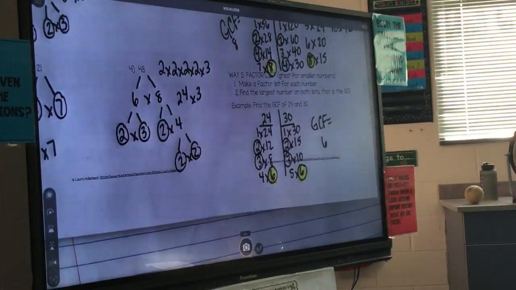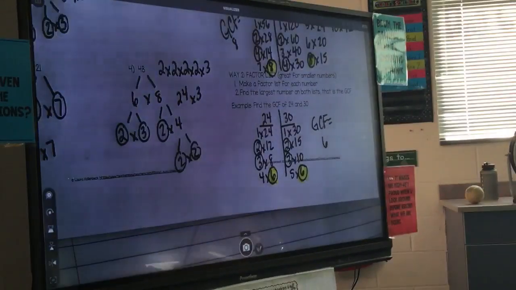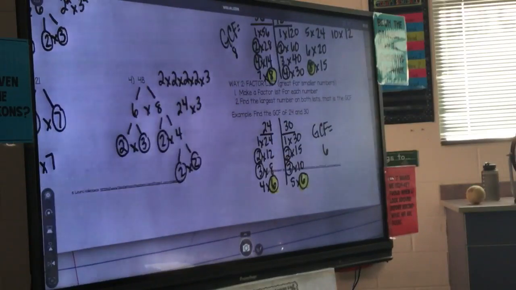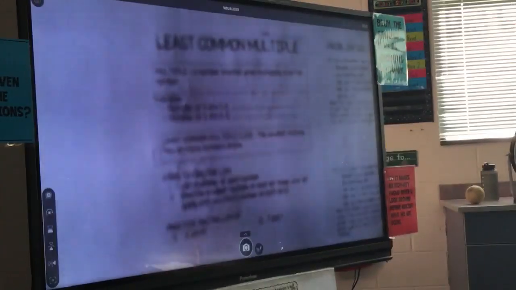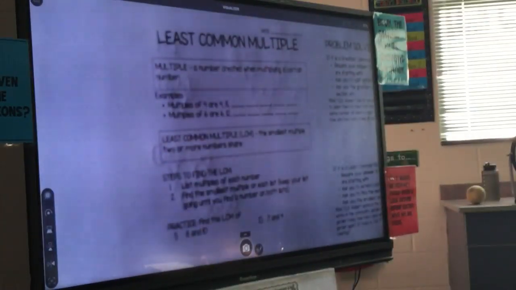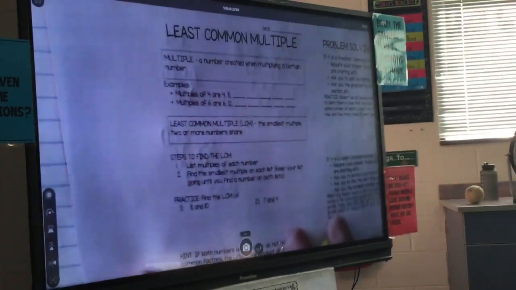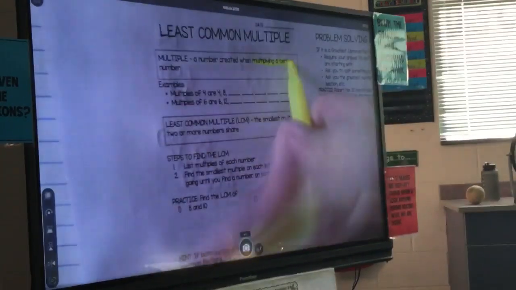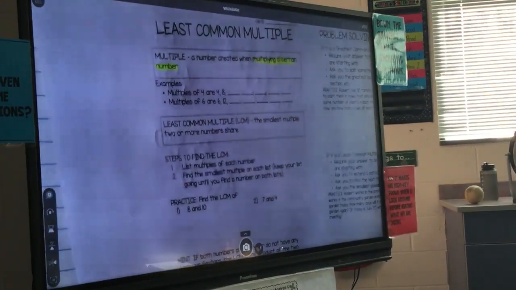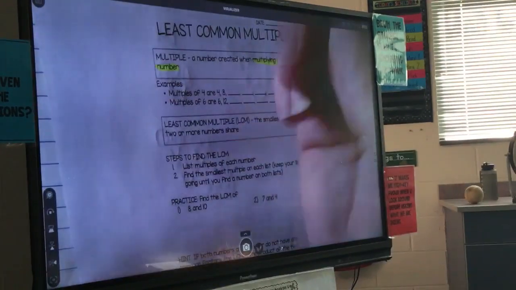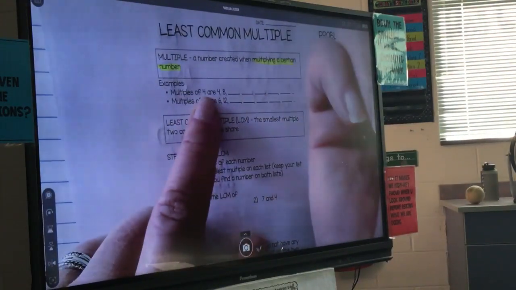All right, flip over on the back. Now we're going to talk about least common multiples. All right, least common multiple is a number created when multiplying a certain number. When we're looking for multiples of 4, you're essentially doing what?